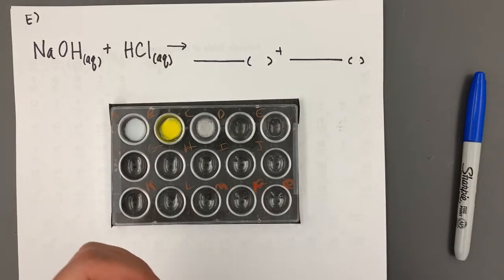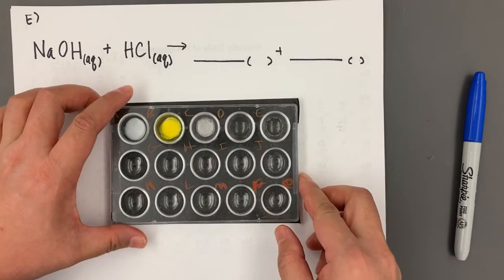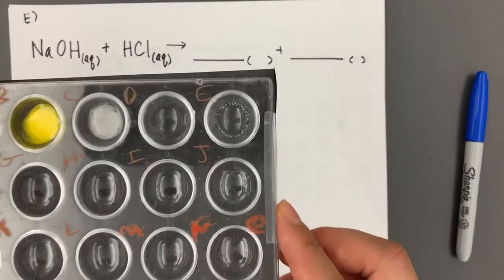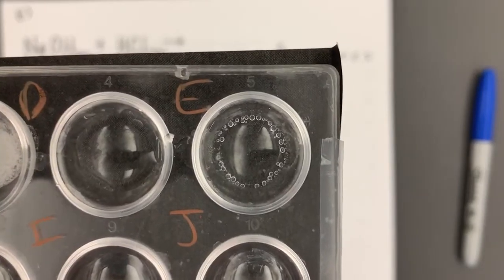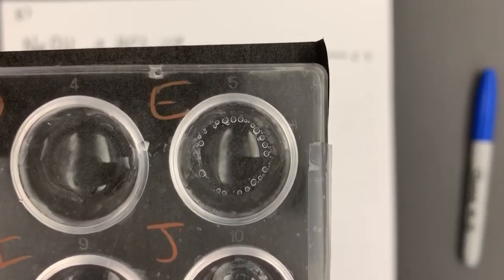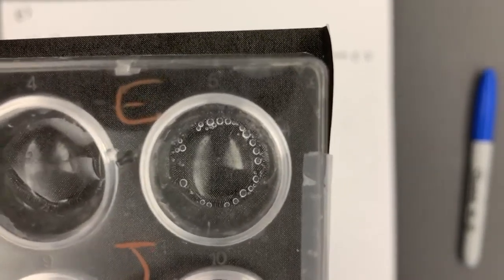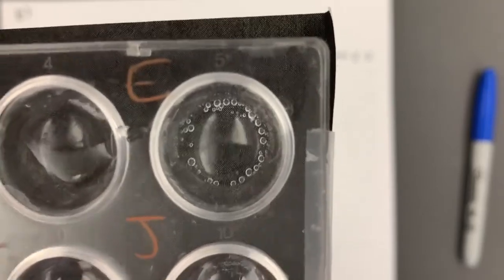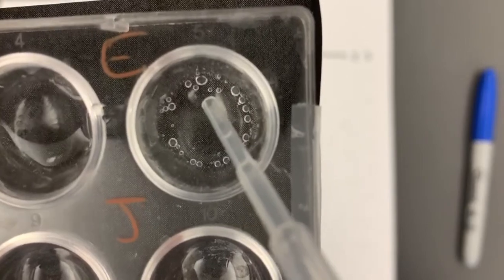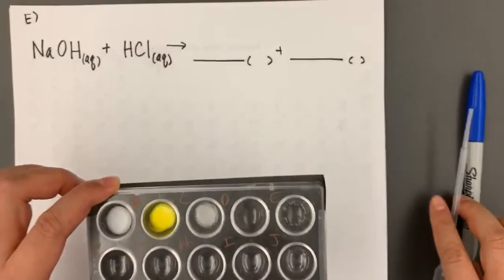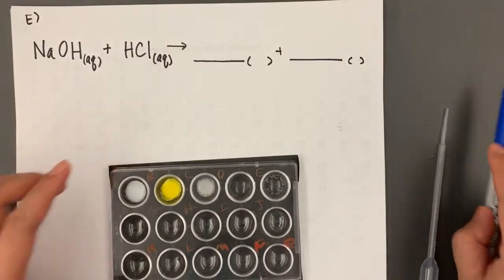Okay, now if you look very closely, I don't know if you can see this or not, so I'm going to try and bring the well up closer to you. There are little bubbles appearing on the side. You see the little bubbles there? This is an indication that a gas has formed.